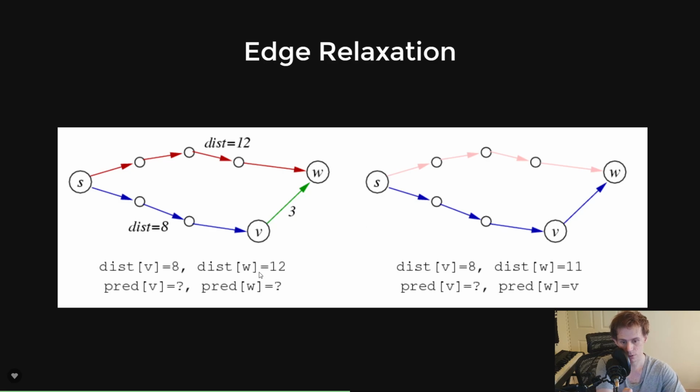So previously the distance to W was 12, and it came from this little dot here. But after we've learned more by exploring the graph, W has a distance of 11, and its predecessor is V. So we actually learn more. This is what edge relaxation is. It's basically the process of ongoing learning of what the shortest path is while we're exploring a graph.